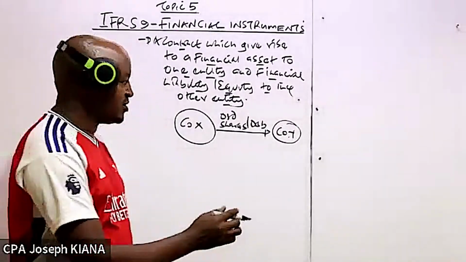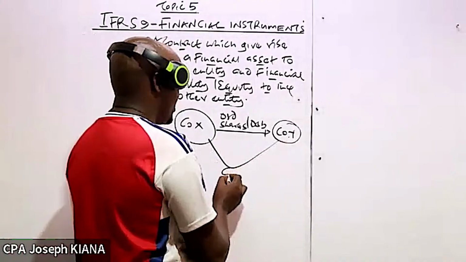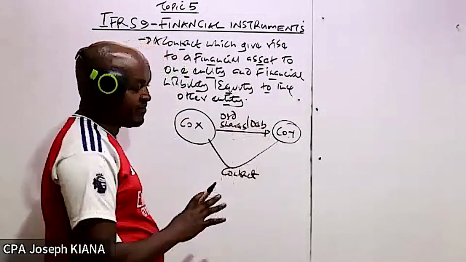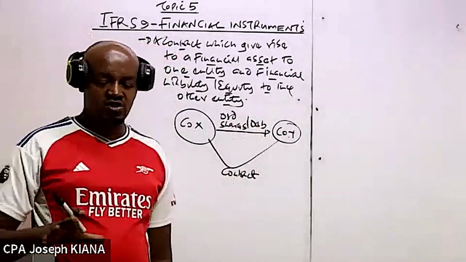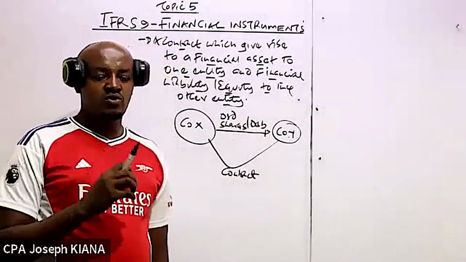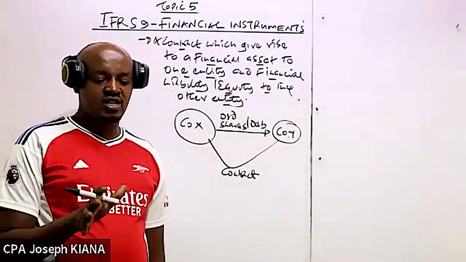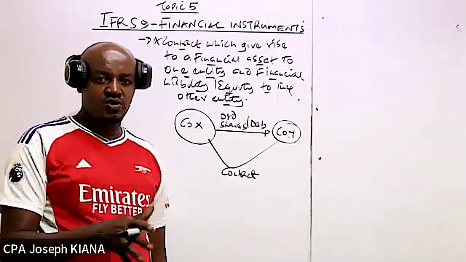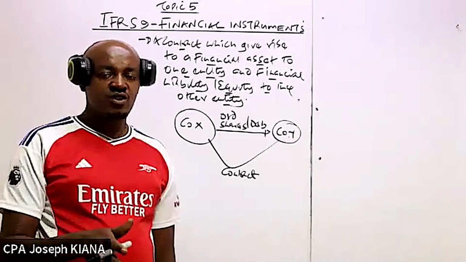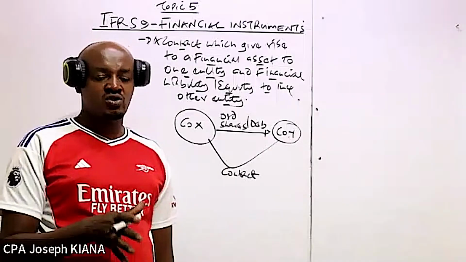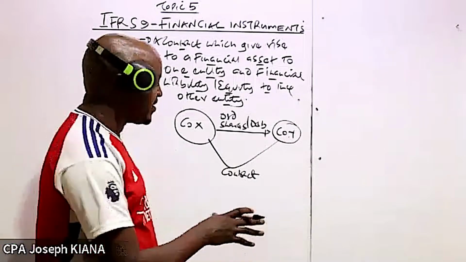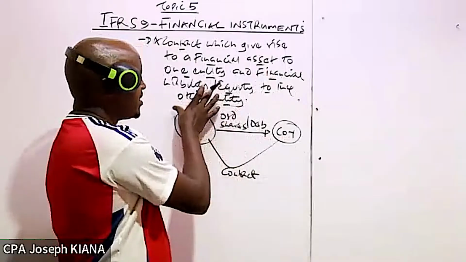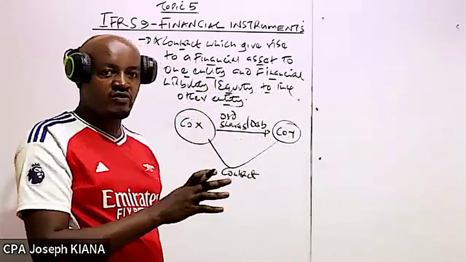So in this case, we say that these two companies have entered into a contract for the issue of shares, or basically for the issue of debentures. Now, this contract is what is referred to as a financial instrument, because this contract for the issue of shares, or for the issue of debentures, gives rise to a financial asset as far as one company is concerned, and a financial liability or equity to the other company.